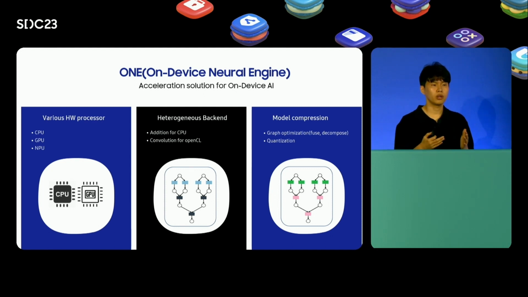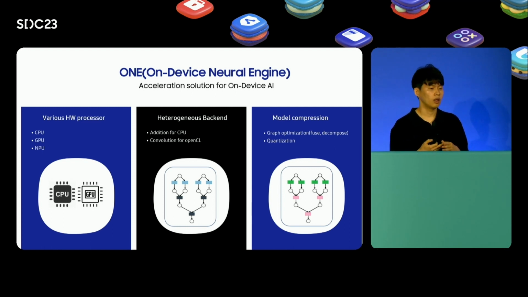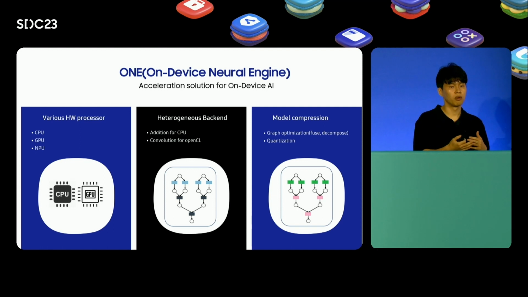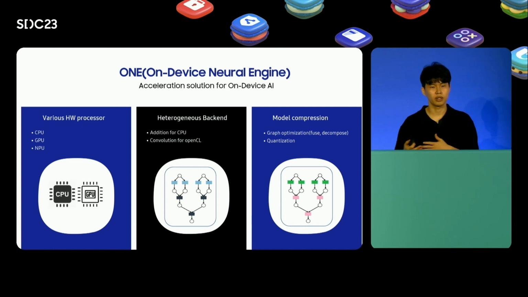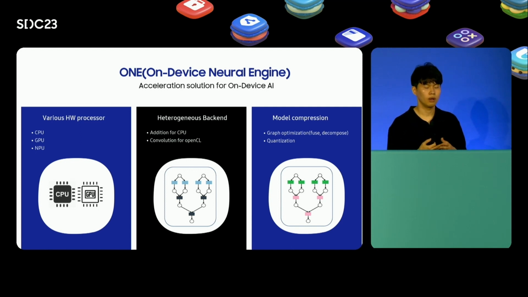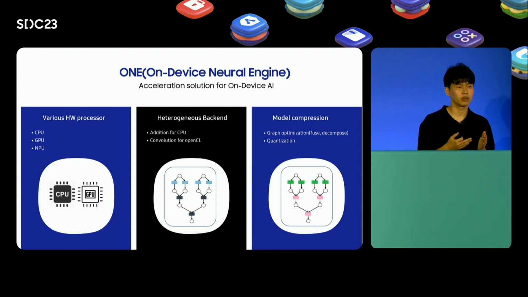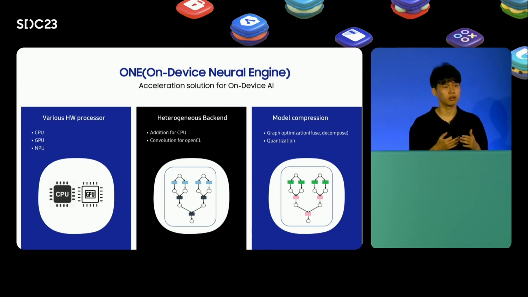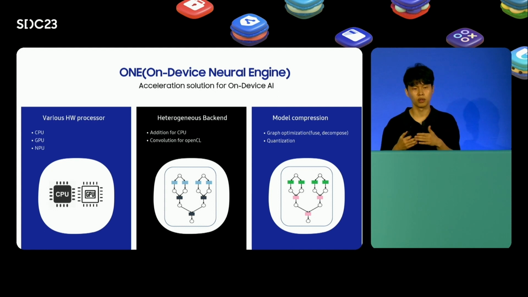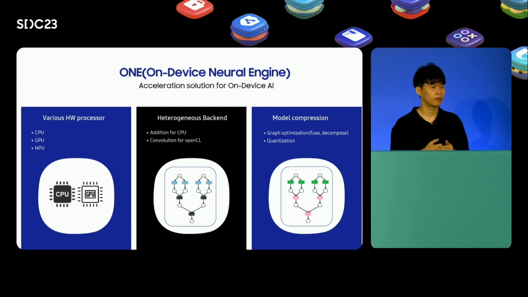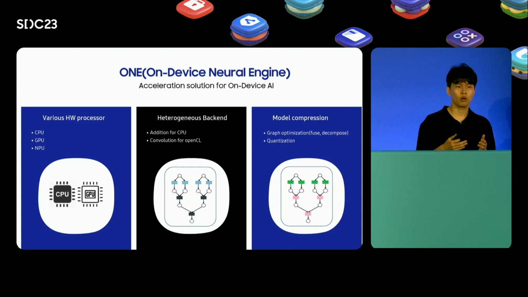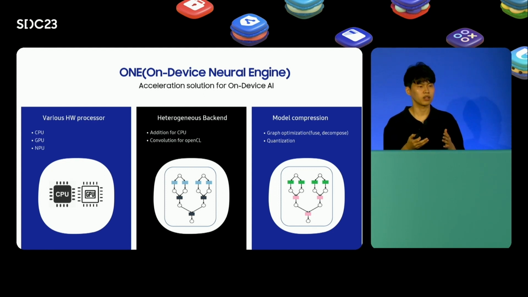And if the hardware processor supports a fused operation, ONE will merge multiple operations into a single operation. On the other hand, if the hardware processor does not support the original operation, ONE will decompose the original operation into multiple operations. And ONE can quantize the model weight to compress the model size.